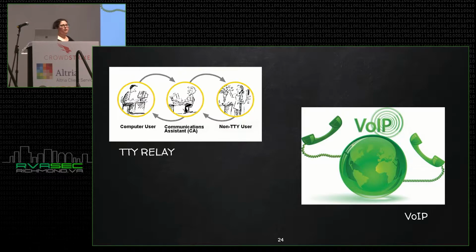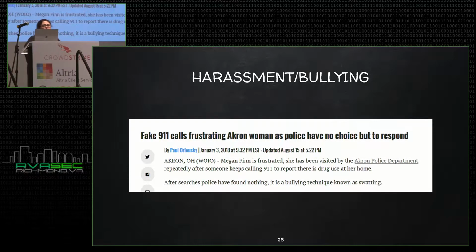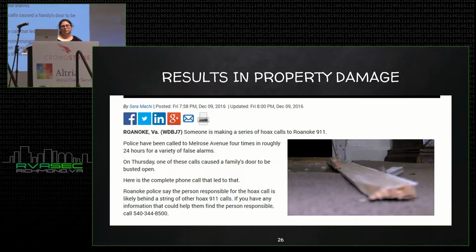Well, now with voice over IP, it's way, way easier. So the first thing is you can use it for harassment and bullying, like this lady in Akron, Ohio. Apparently, people would call up and say she had drugs in her house, and all they did was keep coming over and tossing her place. So that would probably be annoying. Then it can result in property damage. This is a local situation. They busted the door down. Their biggest concern was who's going to pay for the door, which they're pretty lucky.